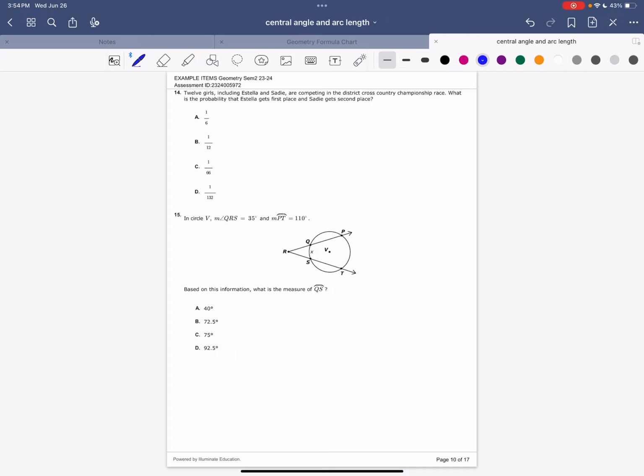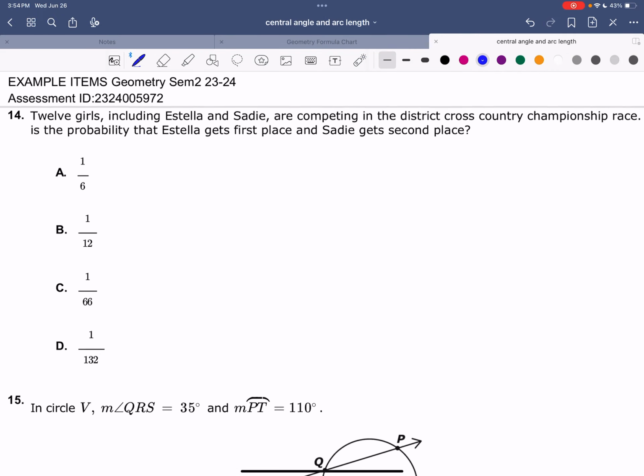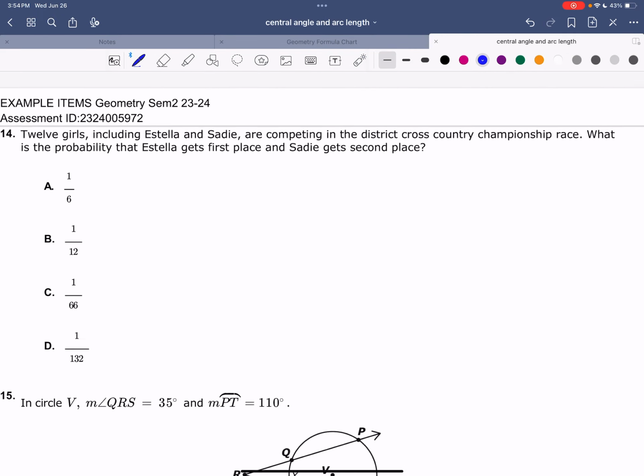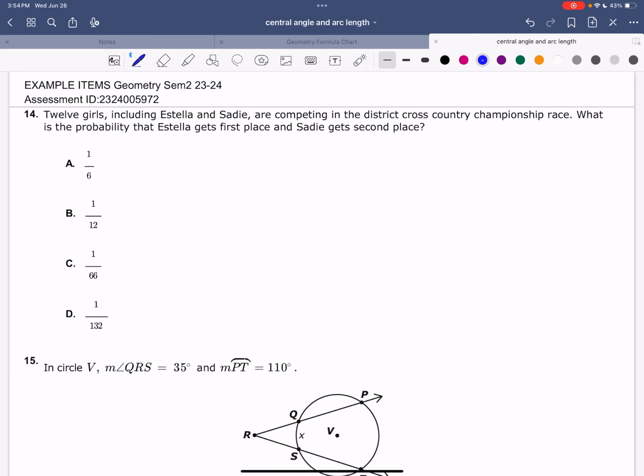So it's very simple. Now, I forgot the answer key, but whatever. Now, it's a probability question. There are 12 girls, including Stella and Saida, competing in the district cross-country championship race. What is the probability that Stella gets the first place?